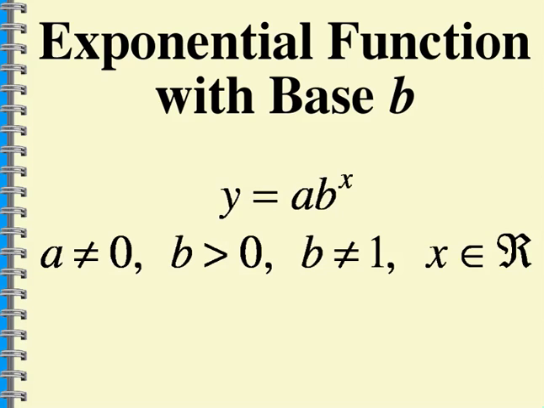So, exponential function with base b, y equals a times b to the x. Now it says a cannot equal 0. I want you to think, why couldn't a equal 0 here? Because then the whole function would equal 0, and we wouldn't have a function, it would just be y equals 0. So a can't be 0, it can be anything other than 0. It could be 1, 2, 3.